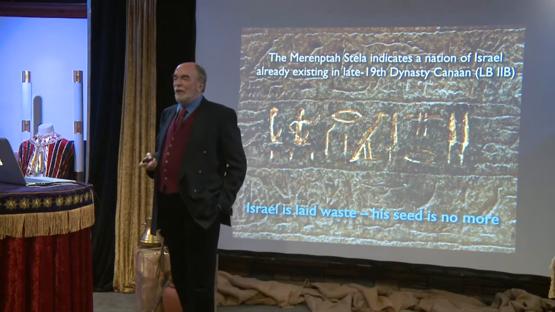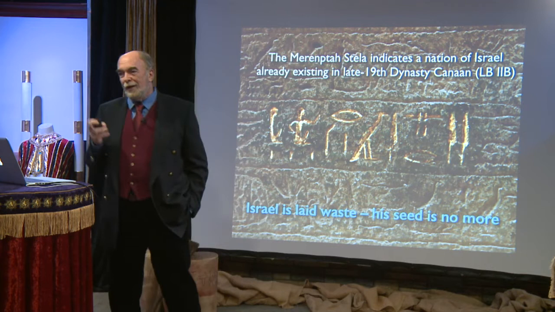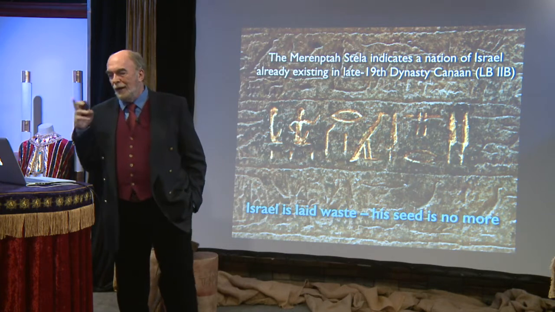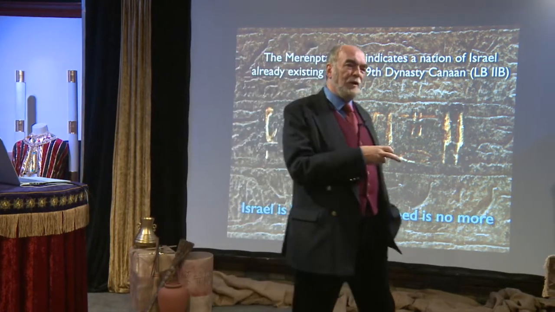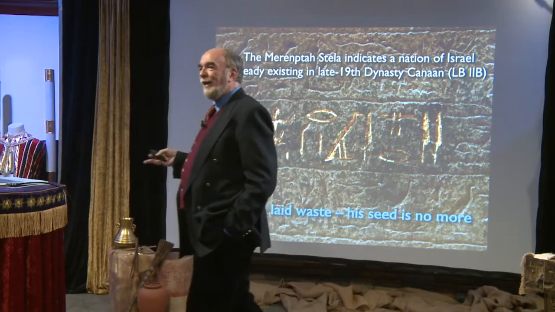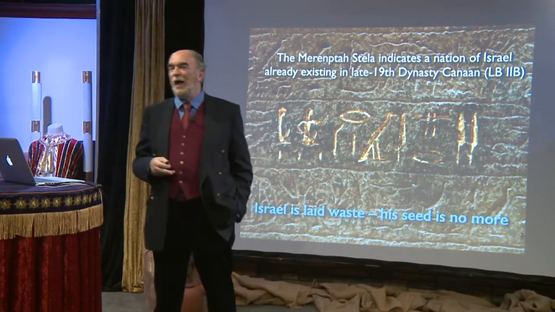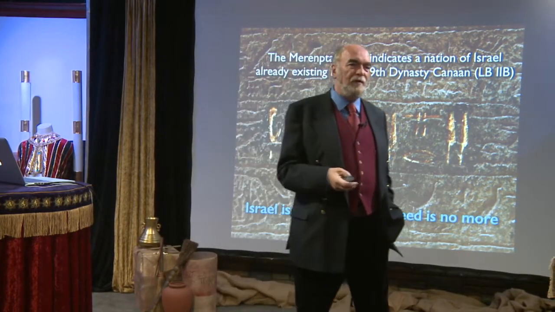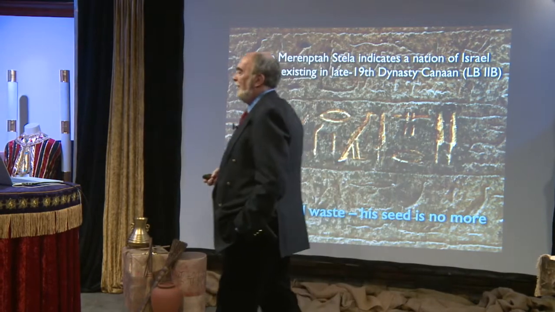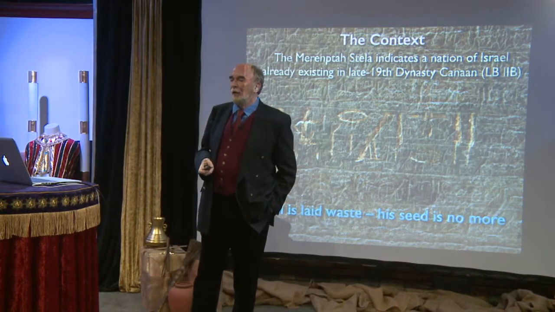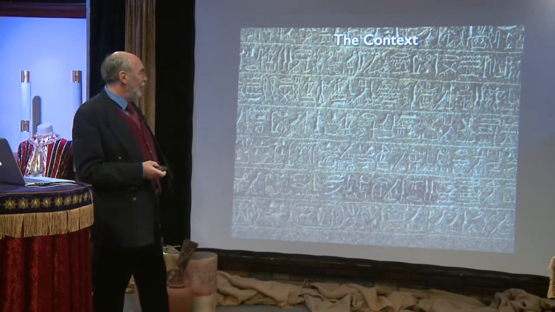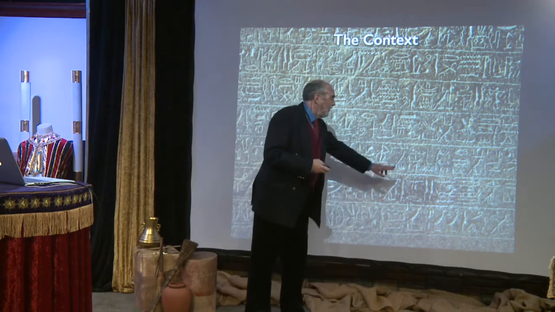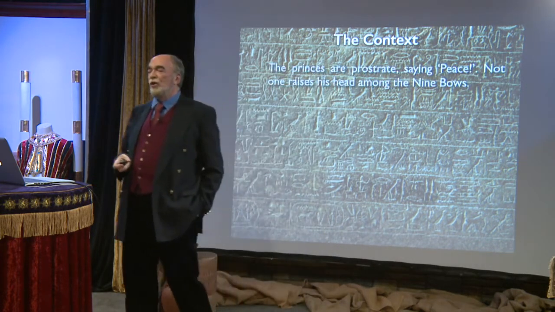Now, the Meneptah stela indicates a nation of Israel already existing in the Holy Land during the late 19th dynasty. Now, if you think about it, if Moses was a contemporary of Rameses and the Israelites had left in the reign of Rameses II, how on earth could they be a nation already established in Canaan? They were wandering around the wilderness for 40 years. This doesn't make sense. If we look at the context of the text, it's actually a poem. It actually goes for several lines describing lots of different nations, and I'll just show you the actual poem itself.